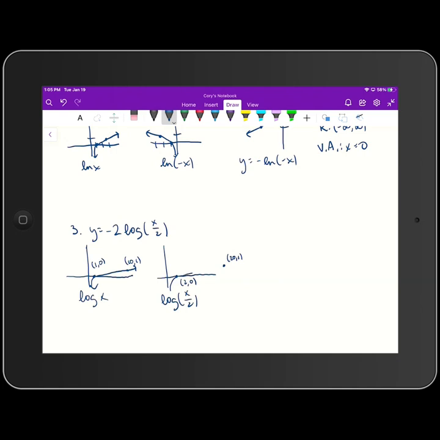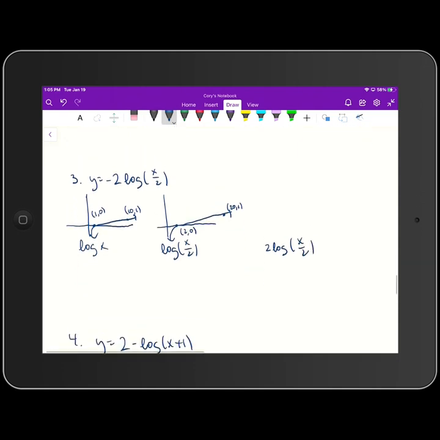Okay, so again, that is going to be a horizontal stretch. Okay, let's multiply out front by 2. So 2 times the log of x over 2. When we multiply out front by 2, that's going to be a vertical stretch, so we're going to multiply the y coordinates of both points by that number 2.